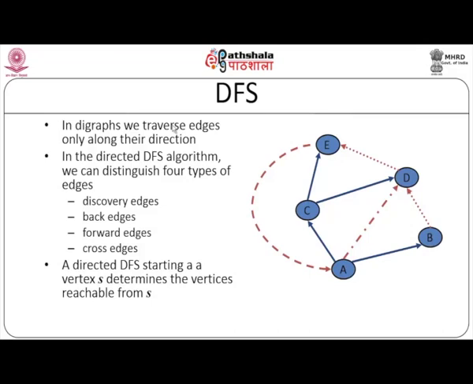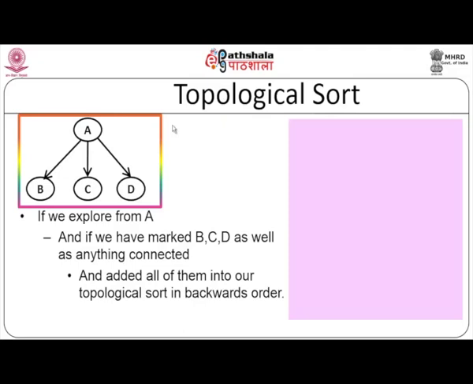A directed depth first search starting at a vertex S determines the vertices reachable from that start. So, if we explore from A and we have marked B, C, D as well as anything connected, and added all of them into a topological sort in backward order. Here in DFS we will go in backward order, which is a very interesting way. If you finish B, C, D we can add A. That is the idea.